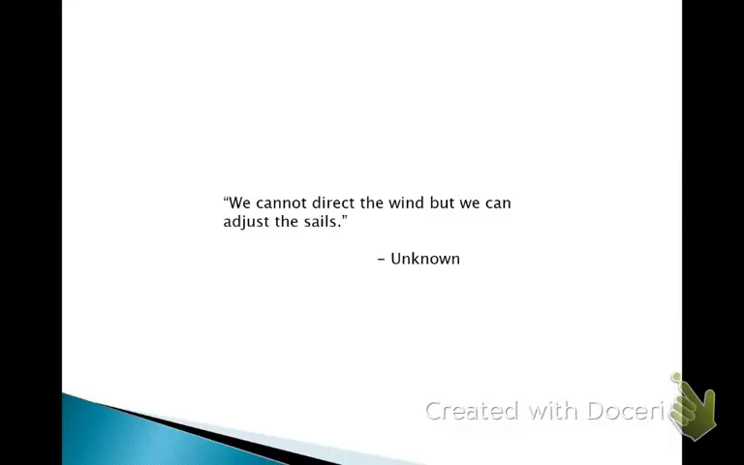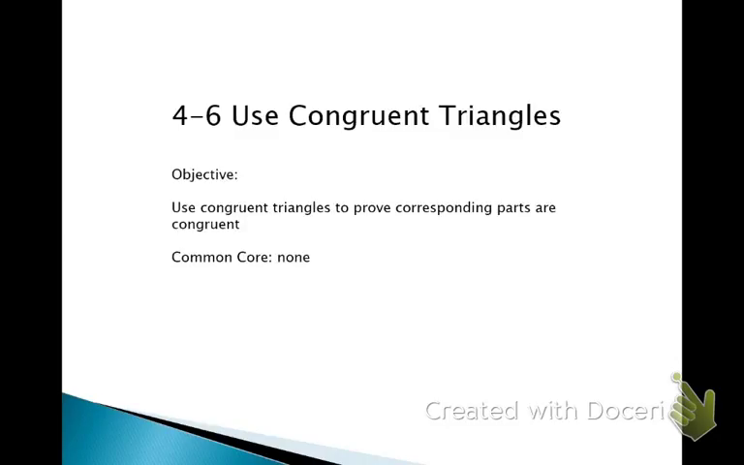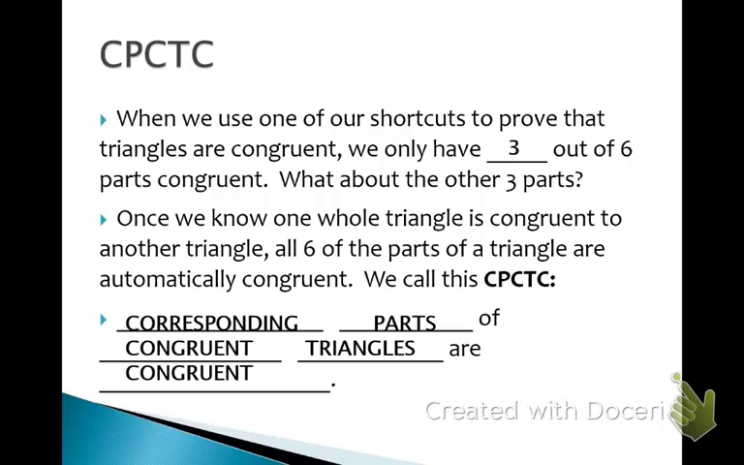4.6 and 4.7. 4.6: We're going to use congruent triangles to prove that corresponding parts are congruent. So when we use one of our shortcuts to prove that triangles are congruent, we only have 3 out of 6 parts congruent. What about the other 3 parts?